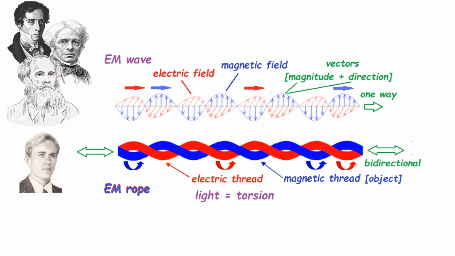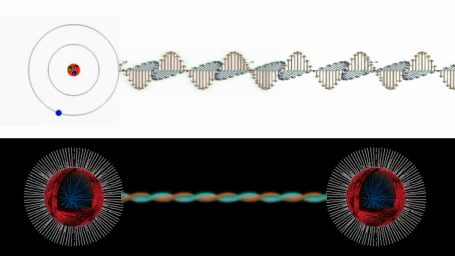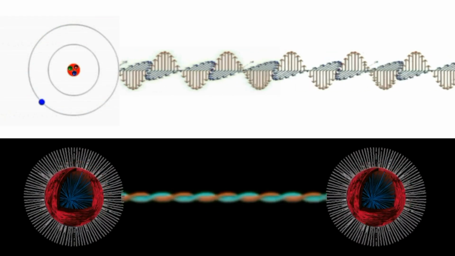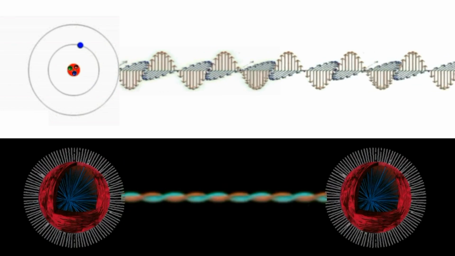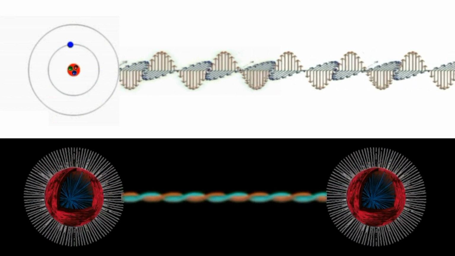Okay, so we're replacing the electromagnetic wave with a physical object. We're saying there's something called a rope, an electromagnetic rope, okay? That's where the difference comes in. That's where we start. And here you can see them in motion, okay? Here, let's look at them. Here's the electromagnetic wave that comes out of the atom. It's this energy that comes out of the atom.